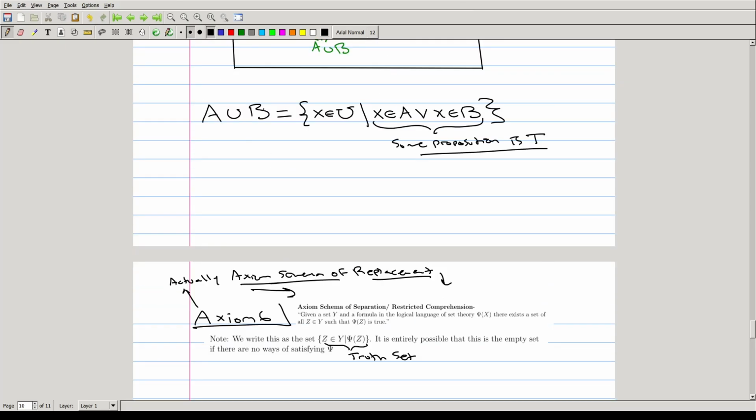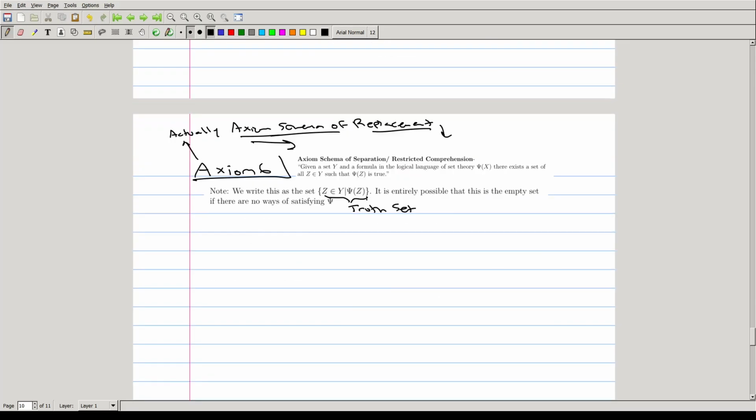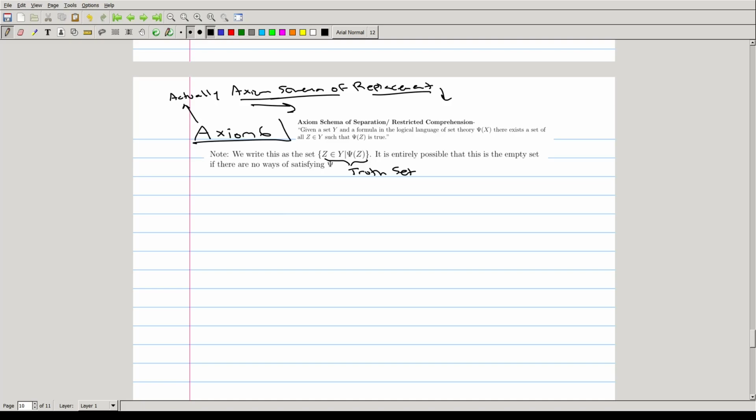So the union expressed in set builder notation is really just the truth set for this statement. Likewise, the other examples of set builder notation we gave at the beginning of the lecture are examples of what's written down here as well. This is very, very neat.